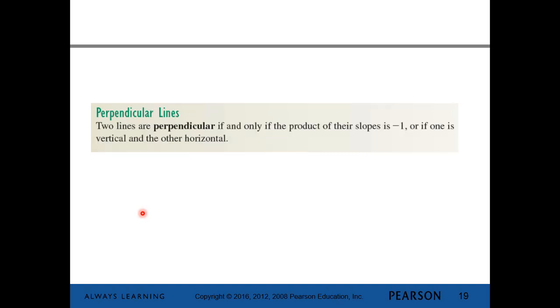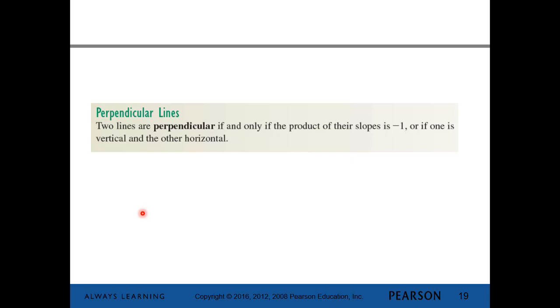Perpendicular lines. Now, perpendicular lines are two lines that intersect at right angles. So when they intersect, they form right angles. Okay, so the definition of perpendicular lines is any two lines where the product of their slopes is -1, or if one line is vertical and the other line is horizontal. Okay, that's the other special case.